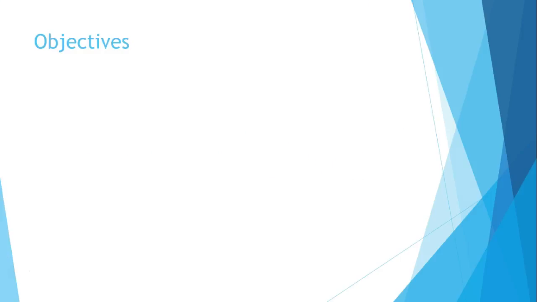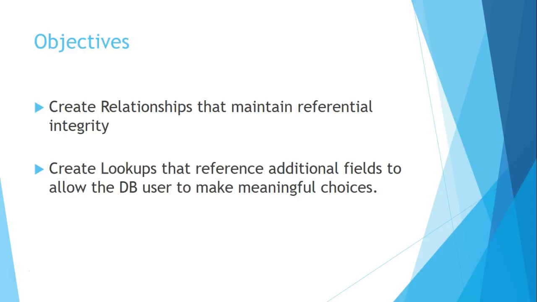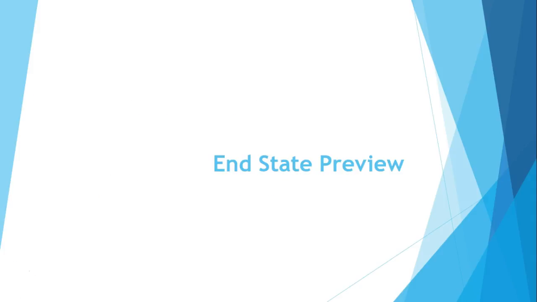So, objectives for this session. Firstly, we're going to create relationships that maintain referential integrity, and we're also going to create lookups that reference additional fields to allow the database user to make meaningful choices. Next, we're going to have a look at the end state preview, and this is what you're going to produce in the next couple of minutes.